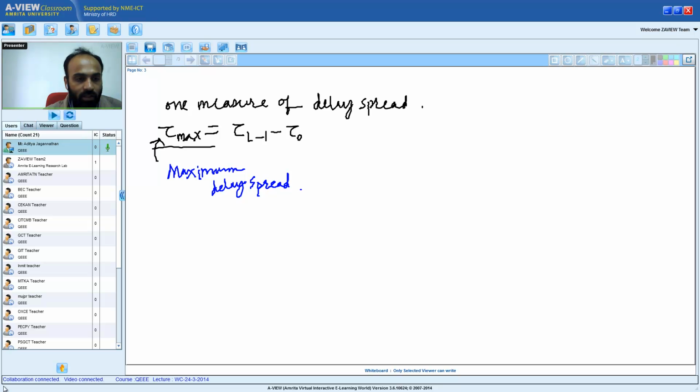Can someone tell me why this is not a very accurate measure, simply taking the difference between the first and last arriving components? If I take the difference tau L minus 1 minus tau naught, why is this not an accurate characterization of the delay spread? Can someone answer this question?